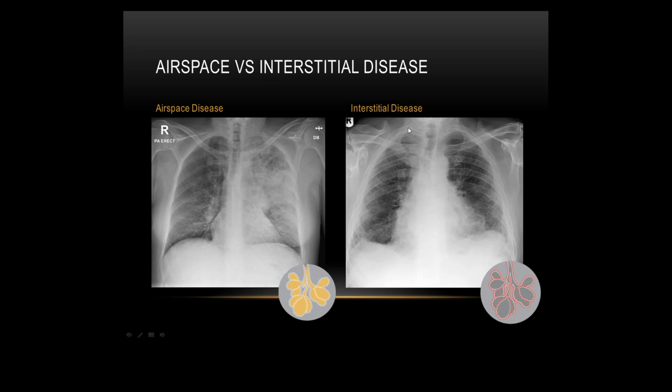Okay. So what I want to do now is move on to the sort of versus cases. The first one is airspace versus interstitial disease. Airspace disease affects the alveoli. It can be a number of things: blood, pus, cancer, fluid, or any other sort of material. The primary one you're going to come across is pus within it, so pneumonia and infection.